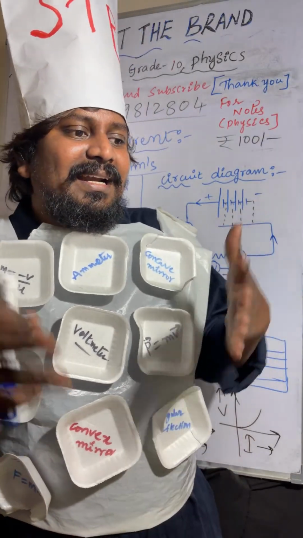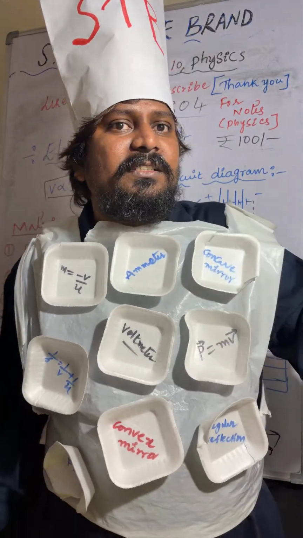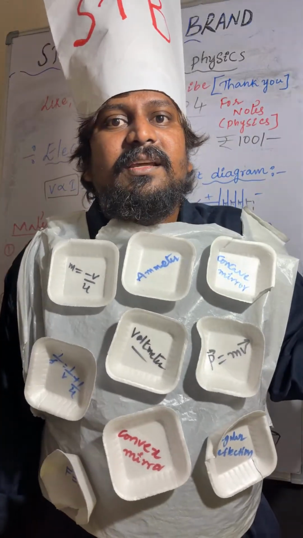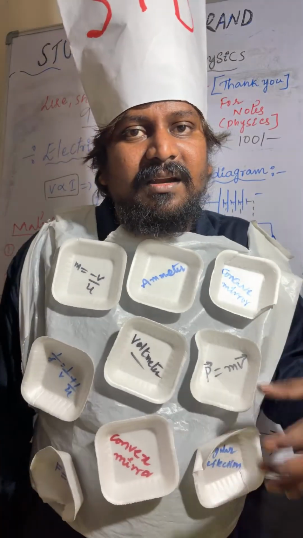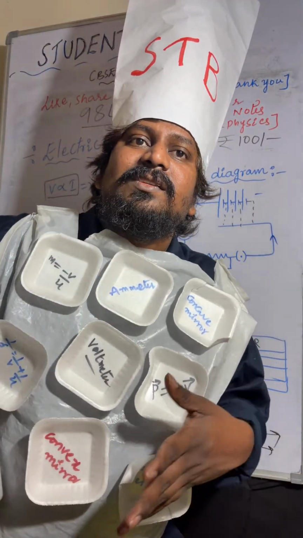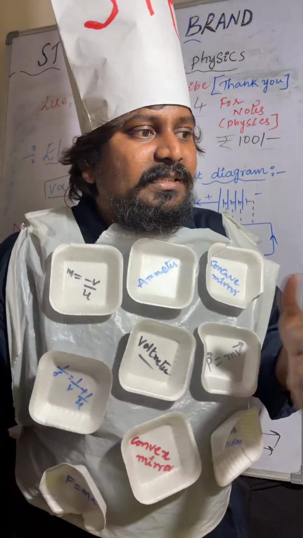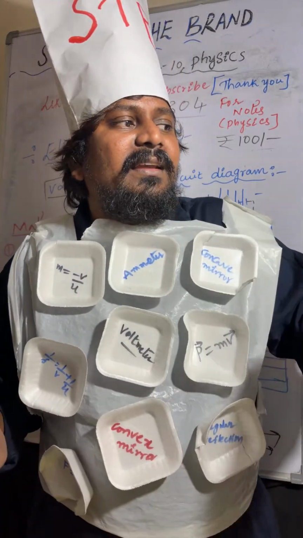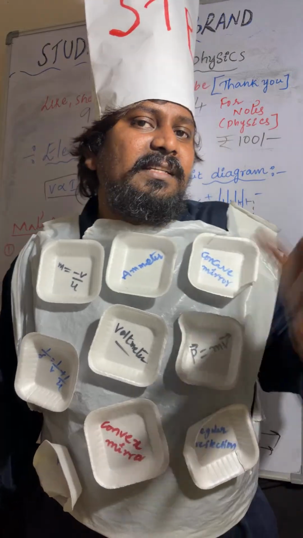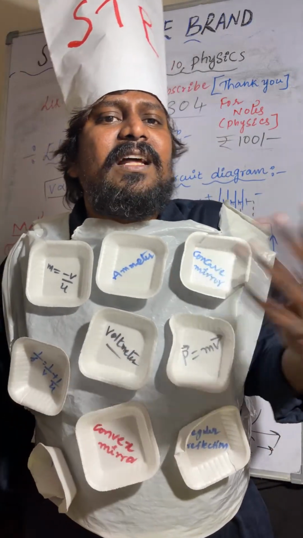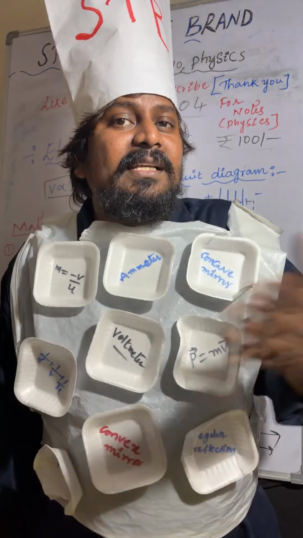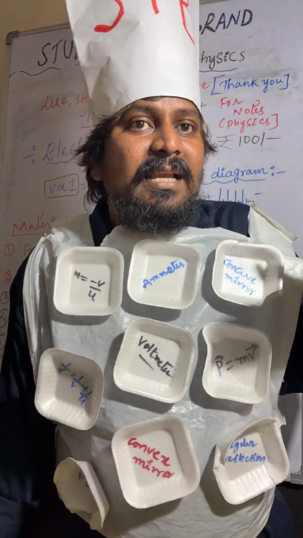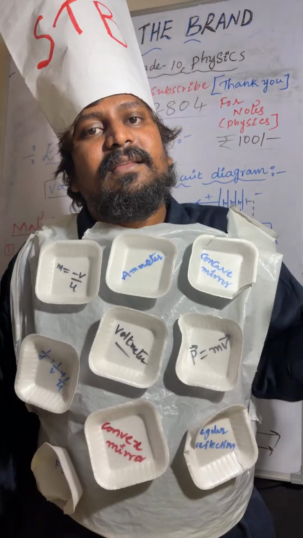Because when the current is increasing, the potential difference is also increasing. When the potential difference is increased across the ends of the given metallic conductor, the current also increases. So it is directly proportional. One is increasing, automatically the other also increases; one is decreasing, so the next one also decreases. That is the reason it is directly proportional, and the graph is linear.